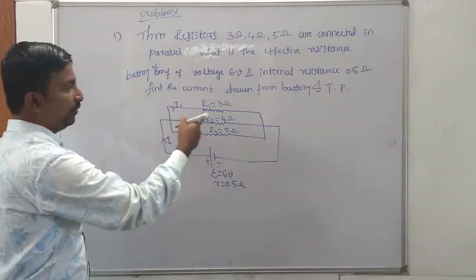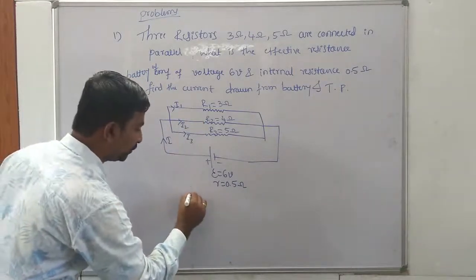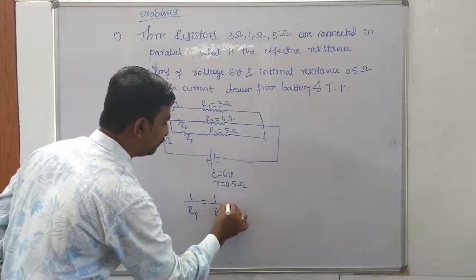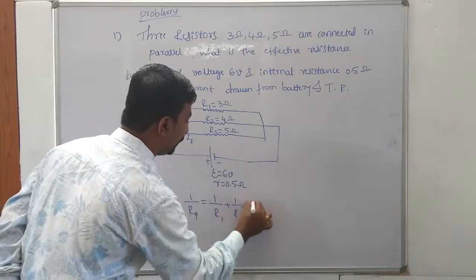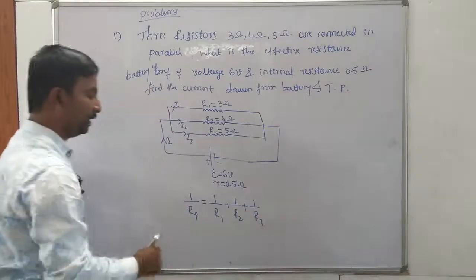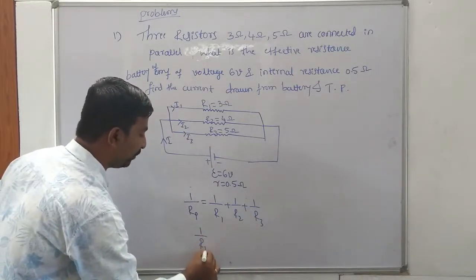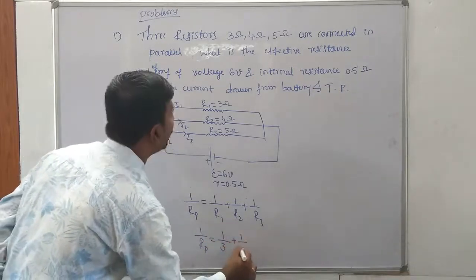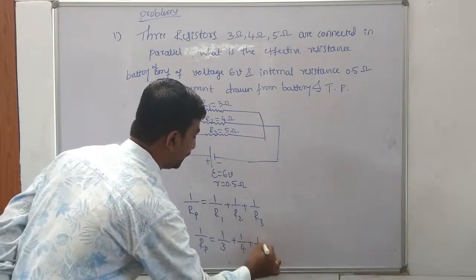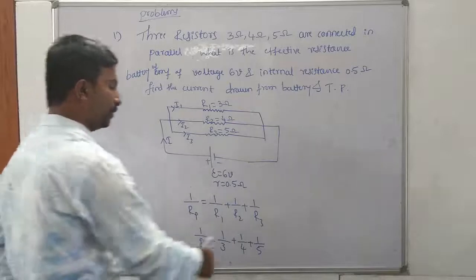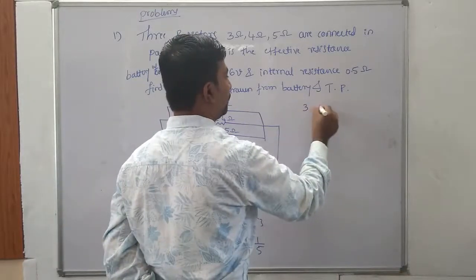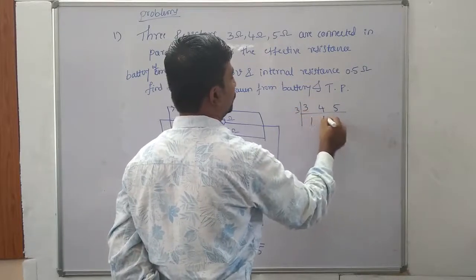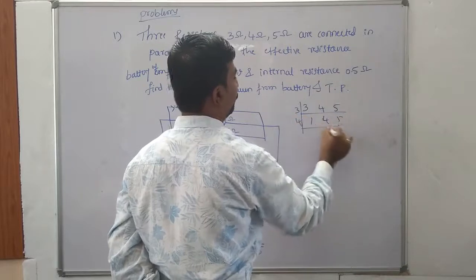Now this is in parallel. You already know the parallel formula. So 1/RP is equal to 1/R1 plus 1/R2 plus 1/R3, the effective resistance. So 1/RP is equal to 1 divided by 3 plus 1 divided by 4 plus 1 divided by 5. So you can take the LCM of 3, 4 and 5.